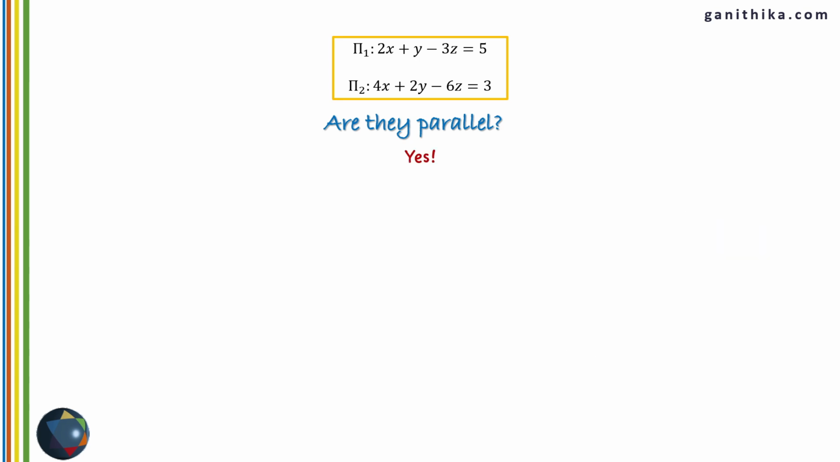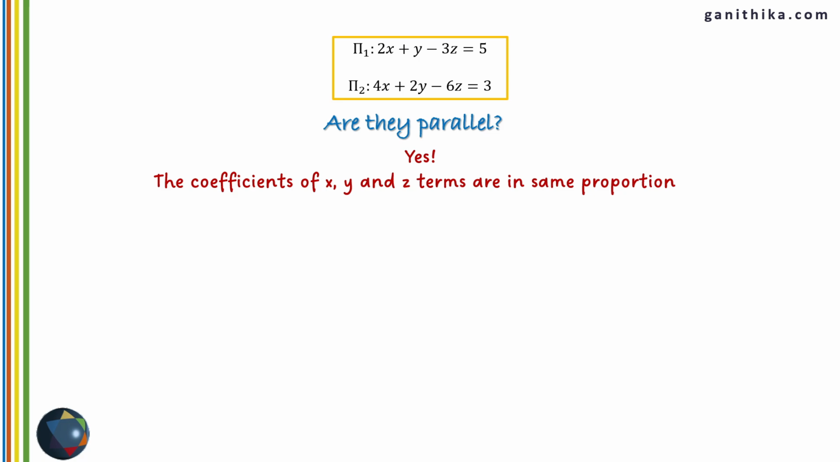So are they parallel? How do you find that the two given planes are parallel? You have to check the ratio of the coefficients of x, y and z. Here you can see that the coefficient of x ratio is 2 over 4, coefficient of y ratio is 1 over 2, and coefficient of z ratio is minus 3 over minus 6, and all of them give you the same number, which is half. So the proportionality is the same between pi 1 and pi 2. If you check this, you can confirm that they are parallel in this case.